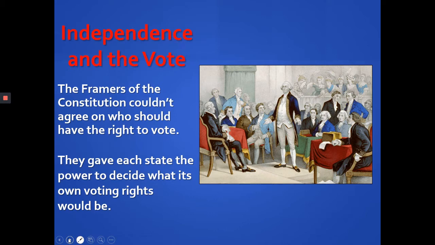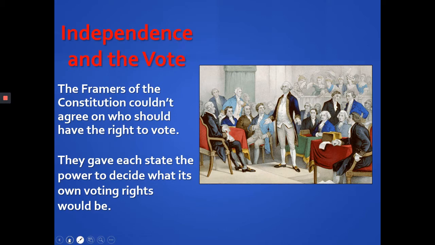A framer is one of the group of people who created or wrote the Constitution. So we want to think about people like George Washington, Thomas Jefferson, Benjamin Franklin, Madison. All of these people were involved in our constitutional framing. Since they couldn't come to an agreement about who should have the right to vote, they decided to give each state the power to decide who could vote.